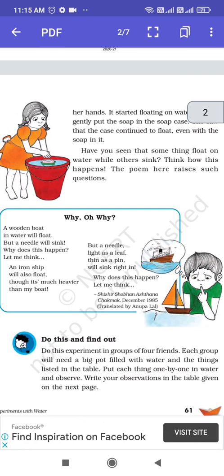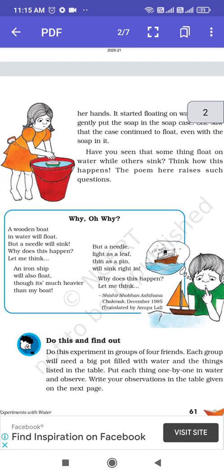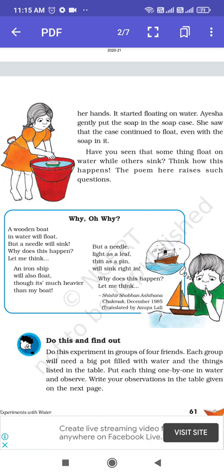Right, here we have a poem, a wooden boat. Right, the title of the poem is Boat. Okay. A wooden boat in water will float, but a needle will sink. Why does this happen? Let me think. Okay, let me explain this paragraph to you. Wooden boat. So the density of the wooden boat is less. That's why it floats.